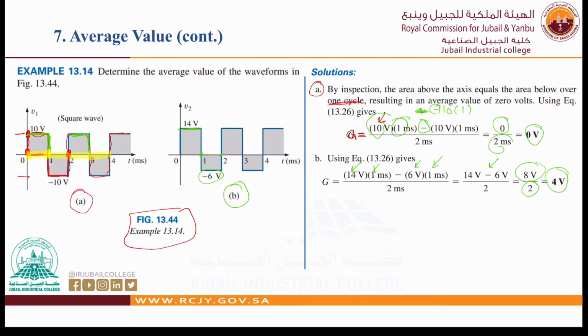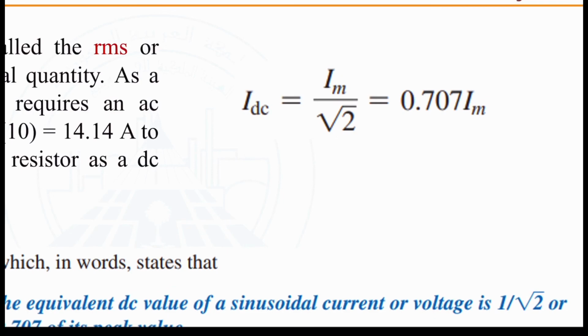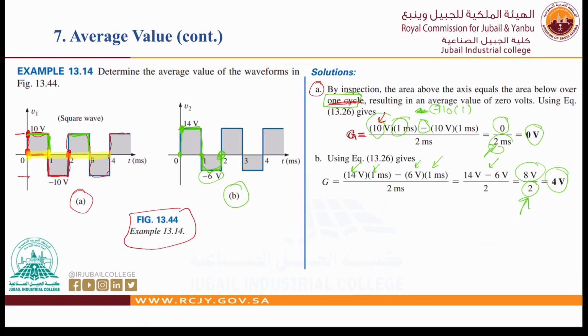Why do I say 2 milliseconds in this equation and this equation? Because it says one cycle. It is starting from here. This is one cycle, and one cycle ends in 2 milliseconds. That's why we are saying this is a very important formula for finding the average value.